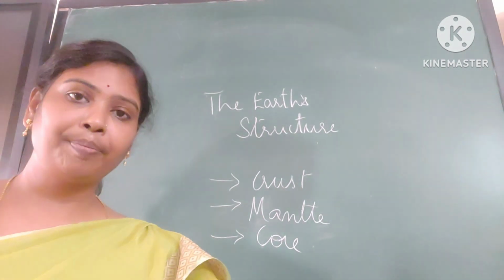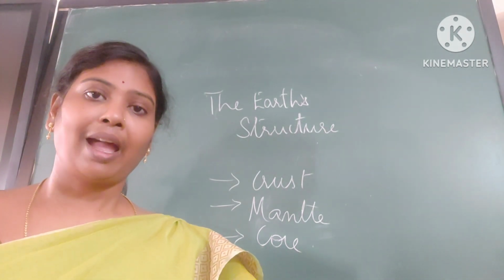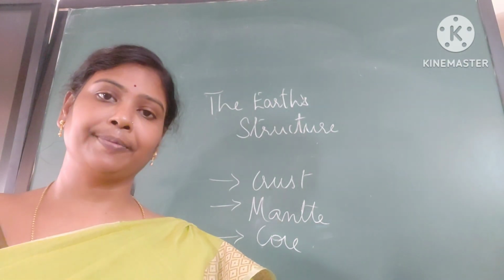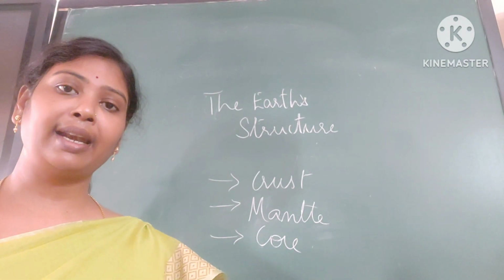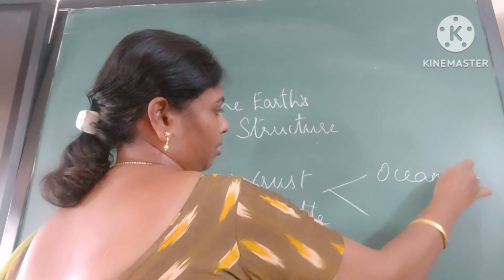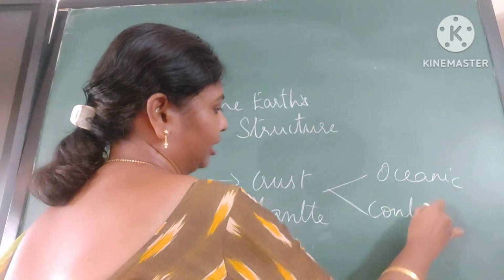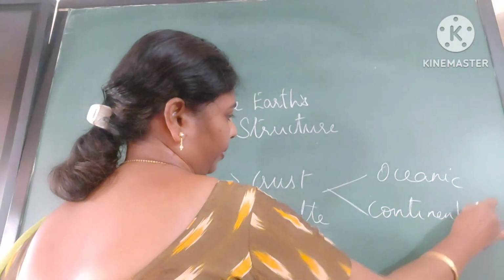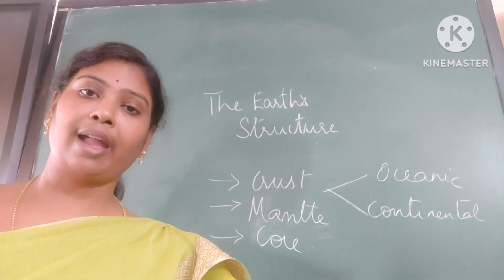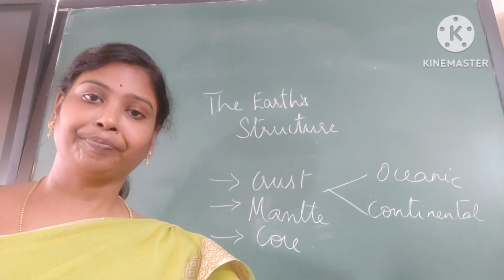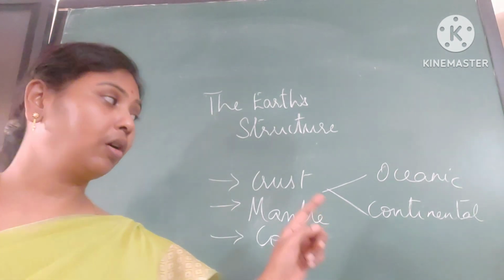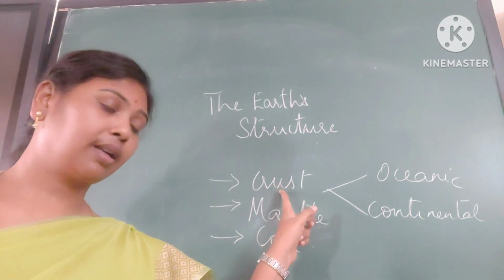The crust is the uppermost layer of the earth, and the thickness of the earth's crust is about 70 kilometers. This crust is again divided into oceanic crust and continental crust. So this layer or coating of the earth is the crust.